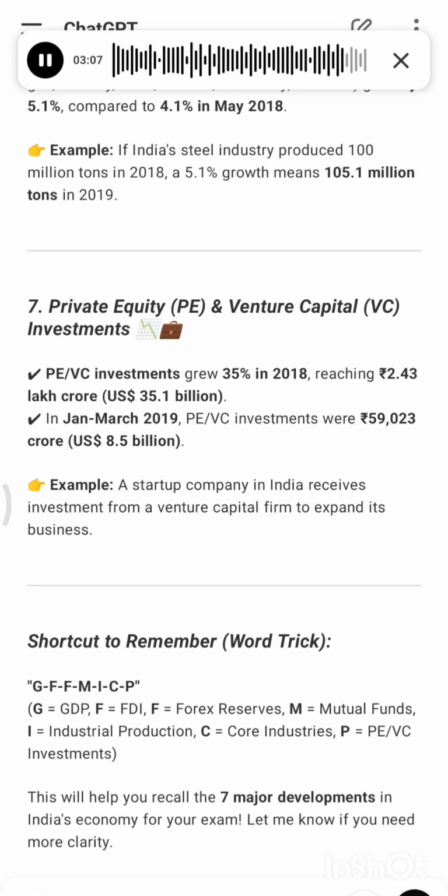Shortcut to remember, word trick: GFFMICP. G equals GDP, F equals FDI, F equals forex reserves, M equals mutual funds, I equals industrial production, C equals core industries, P equals PE VC investments. This will help you recall the 7 major developments in India's economy for your exam. Let me know if you need more clarity.